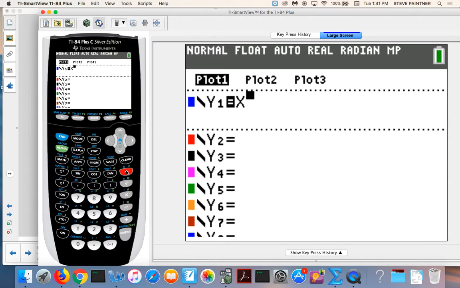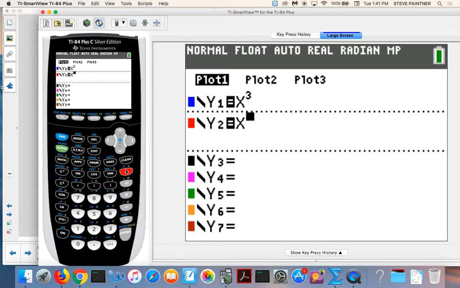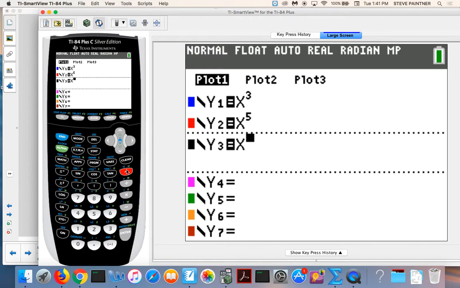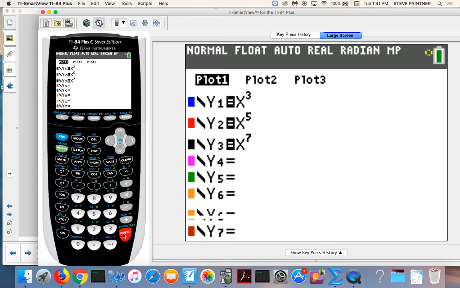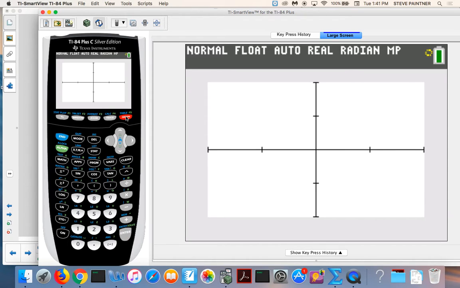X to the 3rd, x to the 5th, x to the 7th. I'm going to graph it on that same window, 2, 2, 2. There's an x cubed function, an x to the 5th function, an x to the 7th function. So what's happening? It flattens out right at what point? 0, 0. But 0, 0 is called the x-intercept. So right at the x-intercept, the bigger the power, the flatter the graph.